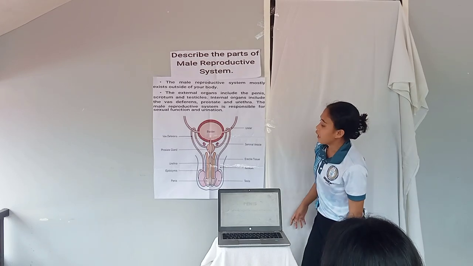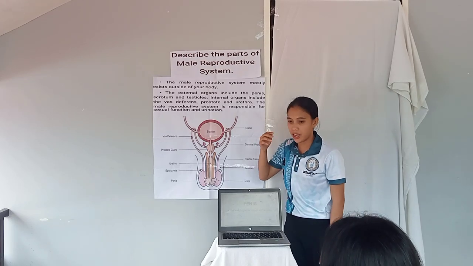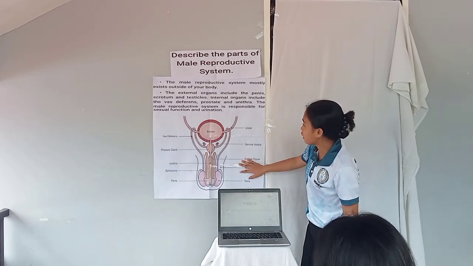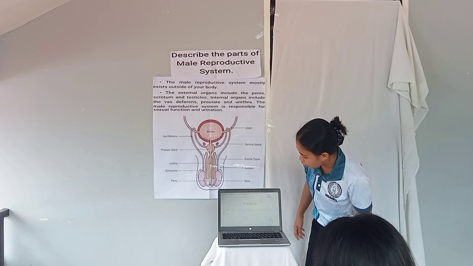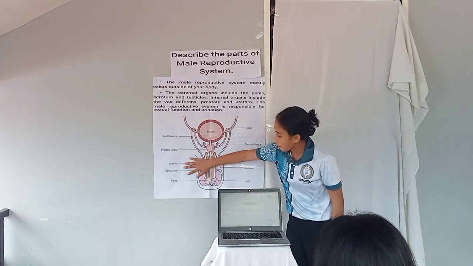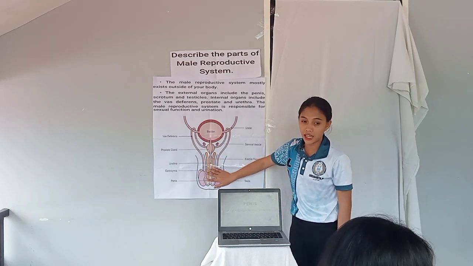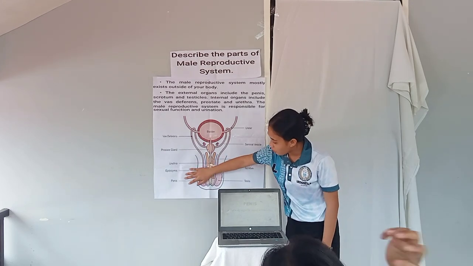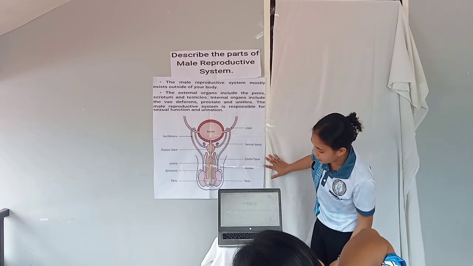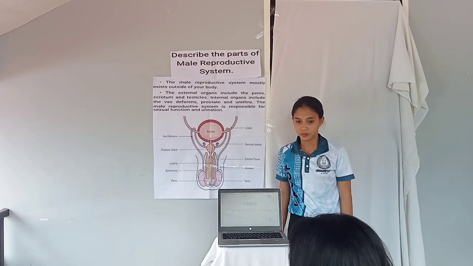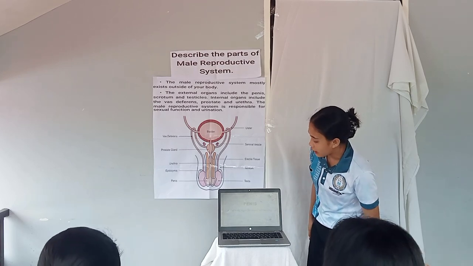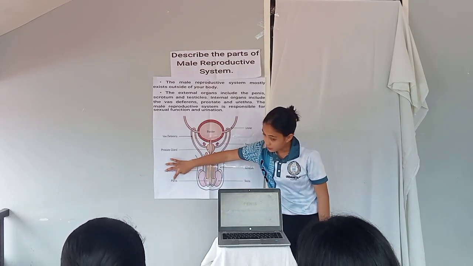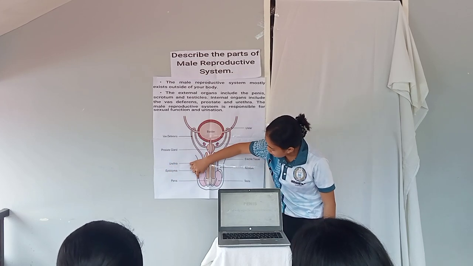Okay, class, let us identify and describe the different parts of the male reproductive system. Let us start with the external organs. First is the penis. The penis is found at the outside part of the male reproductive system. When we say penis, kindly read, class. The male organ for sexual intercourse. See this picture. Penis is found there.